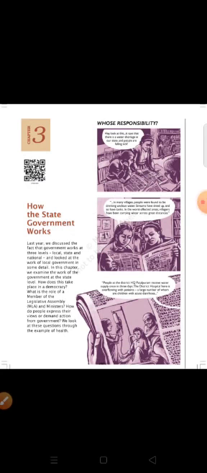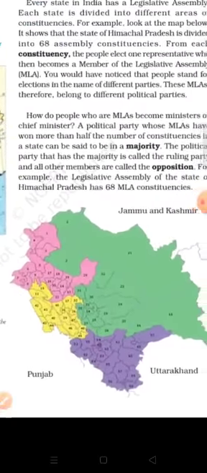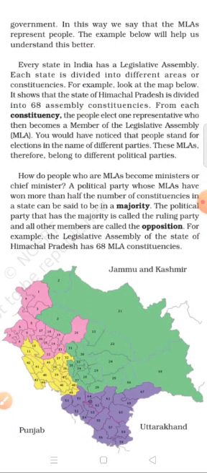So, last day we learned how the state government works and whose responsibility it is regarding particular issues, and who an MLA is. What is happening in Patalpuram, what is the problem, why is this problem serious? Maybe some causes will be there, and we learned about the constituencies. Here, the reference was given about the state of Himachal Pradesh, and the same condition is in our Uttarakhand also.